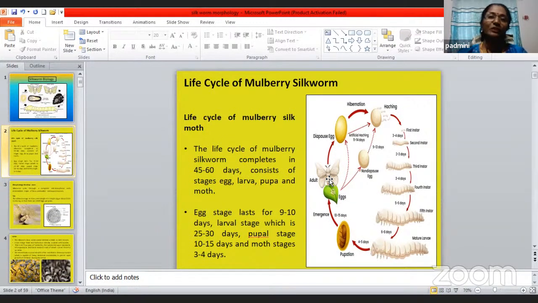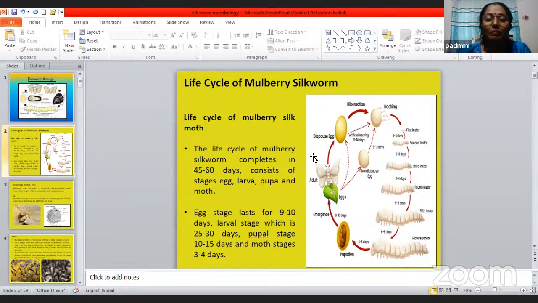And within those days, they lay their eggs, and very sadly, they die. So that is the life cycle of the mulberry silkworm. And sometimes they complete within 45 to 60 days, or sometimes a little bit earlier if it is a multi-voltine. It can occur within 20 to 25 days.